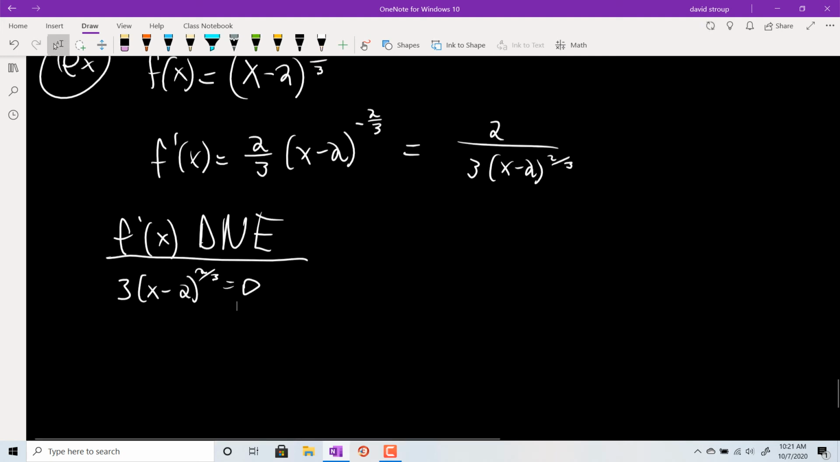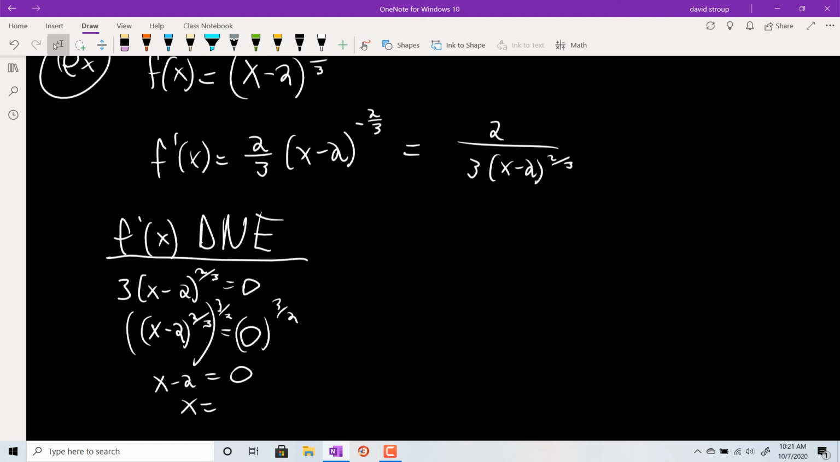Okay, divide both sides by 3. Raise both sides to the 3 halves power. And then solve. So the derivative does not exist at x equals 2. That's one of the critical numbers. And the actual function does exist there.